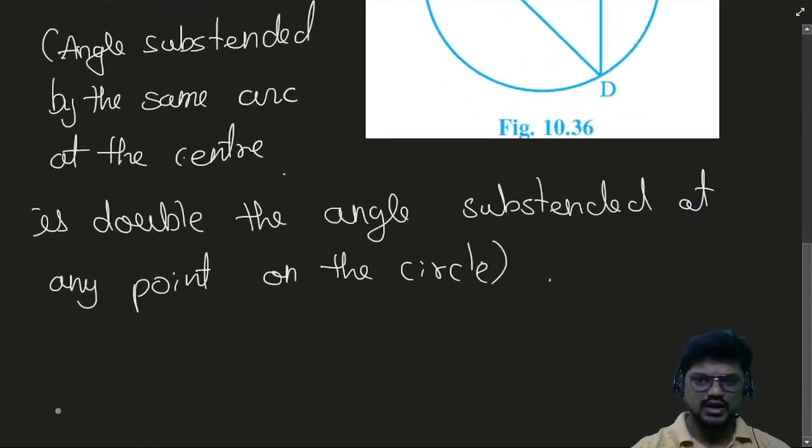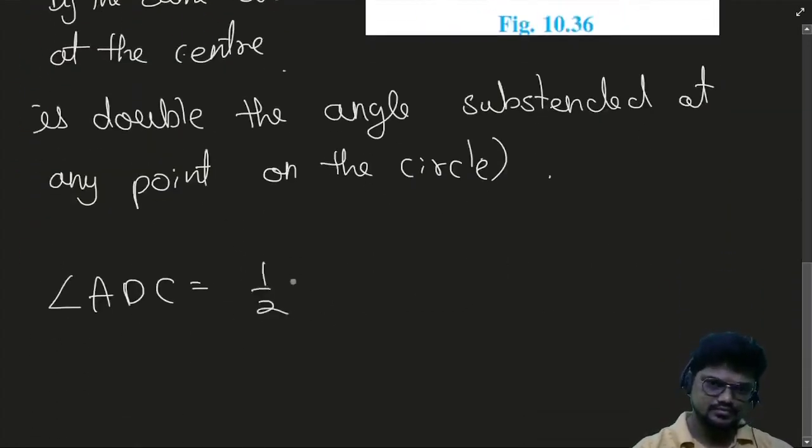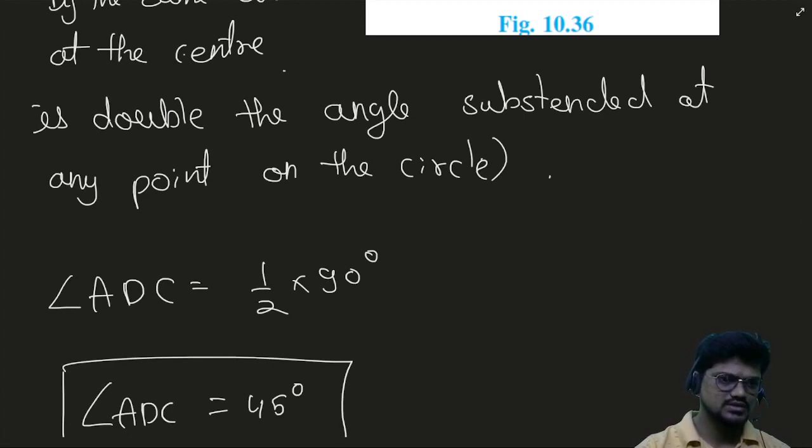So if you want to find angle ADC, that can be easily found. We know angle AOC is 90 degrees. So half of 90 degrees gives you 45 degrees. Is that clear? Yes, everyone over here? Very simple. Okay, next.